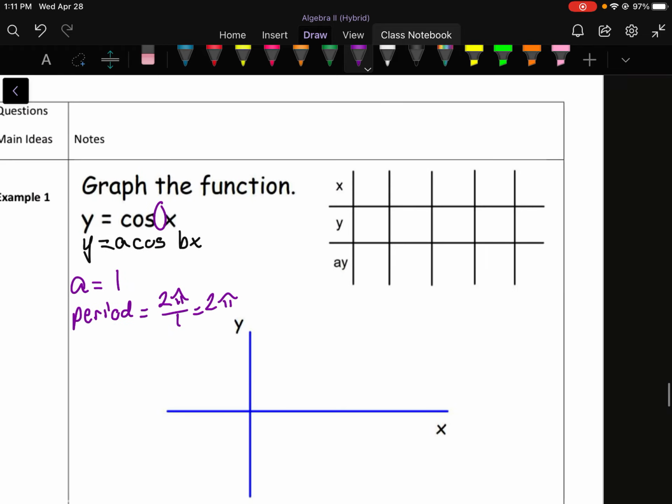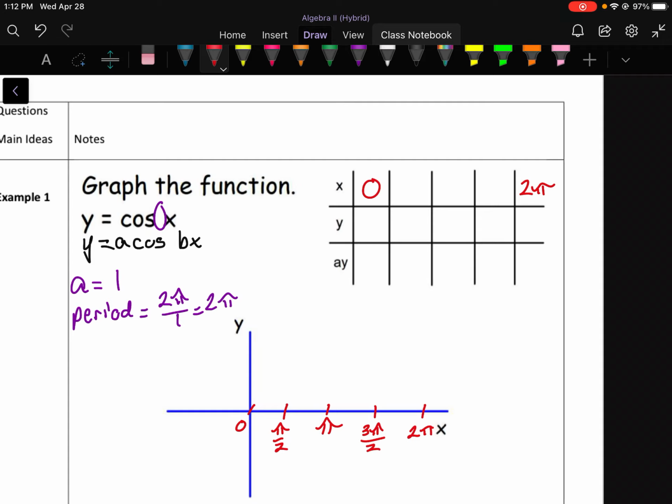So what that means is we start at 0, we end at 2 pi. And again, we want to split it up in even increments. So find the middle between 0 and 2 pi. Find the middle between 0 and pi. And find the middle between pi and 2 pi. So 3 pi over 2.